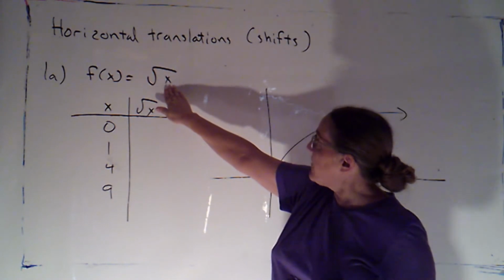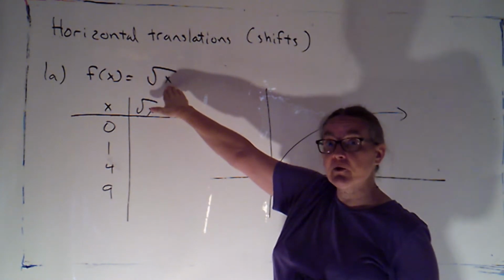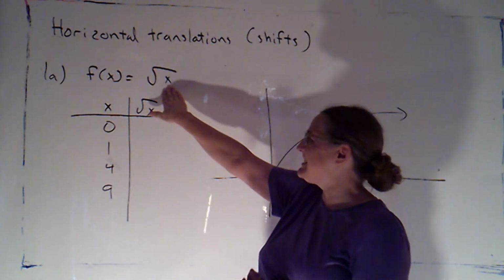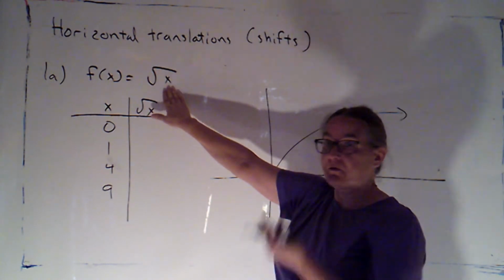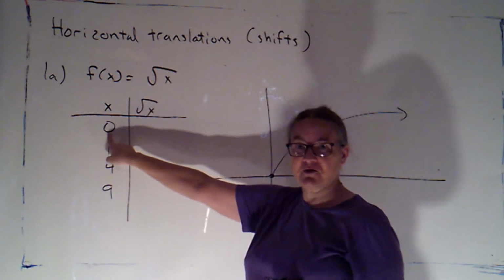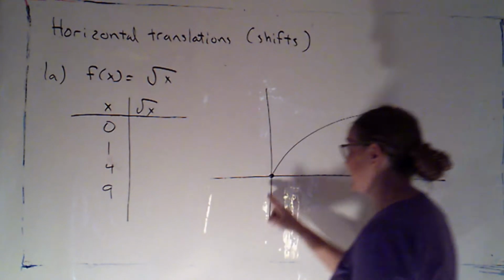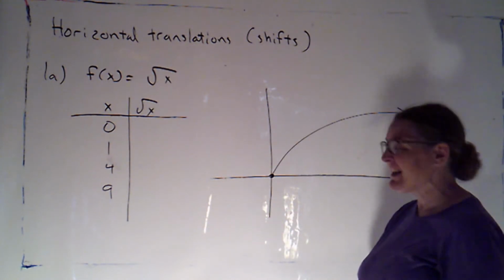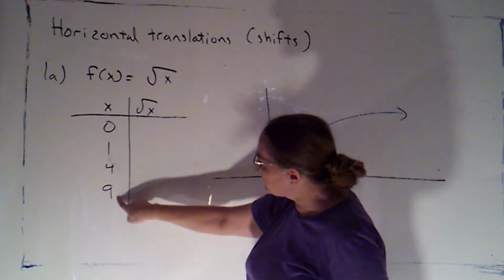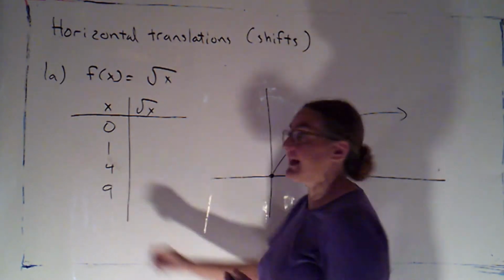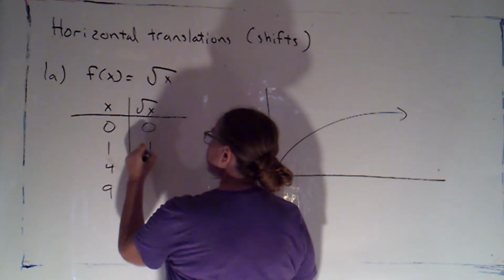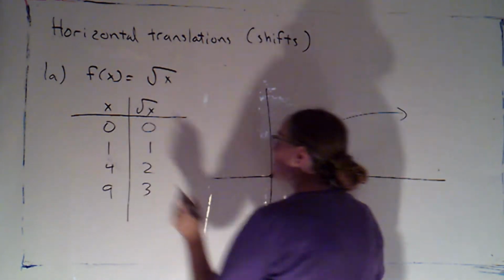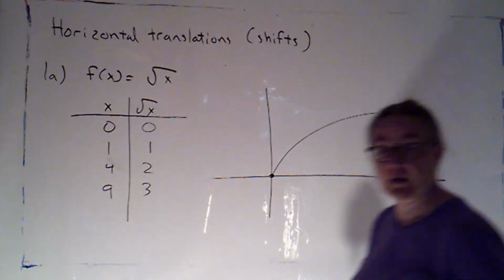First of all, the domain, because we're taking an even root, only consists of non-negative numbers. So the first value in the domain is 0, so I definitely want to plot that point because that's where the graph is going to start. Then I chose numbers where the square root works out very nicely, so that the y values we're getting are just 0, 1, 2, and 3.